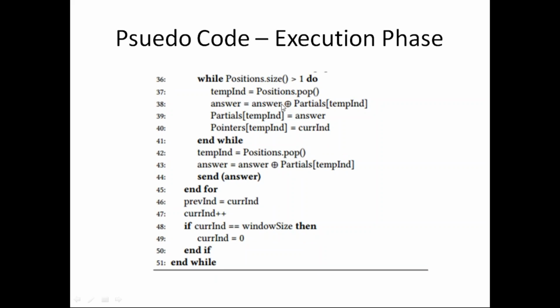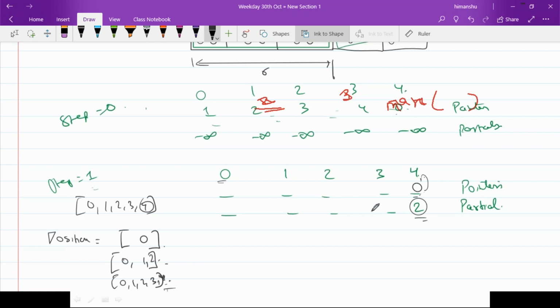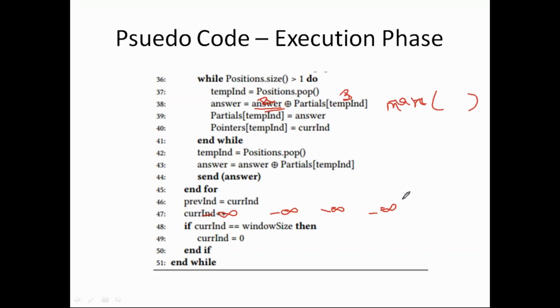So now we are updating the answer. In our case, it is maximum of the answer and the partial at 3. Understand this carefully. Partial at 3 and the answer was 2. We have to find the maximum of both. Now partial of 3, initially it was minus infinity. We have not updated it right now. So we have 2 still. So now answer is 2.